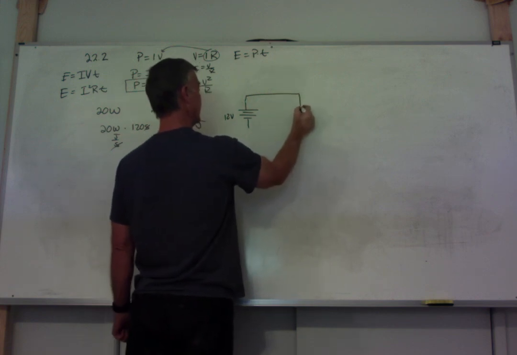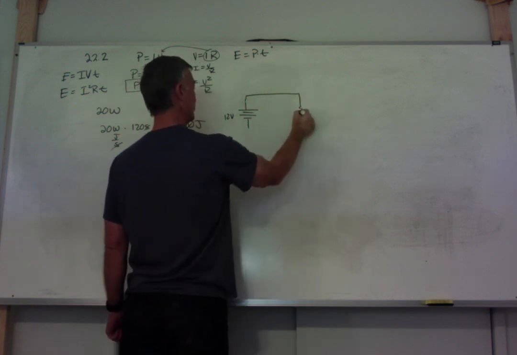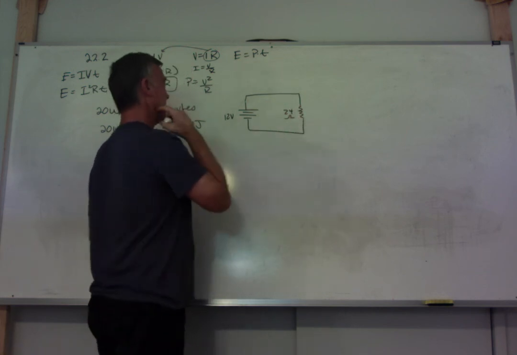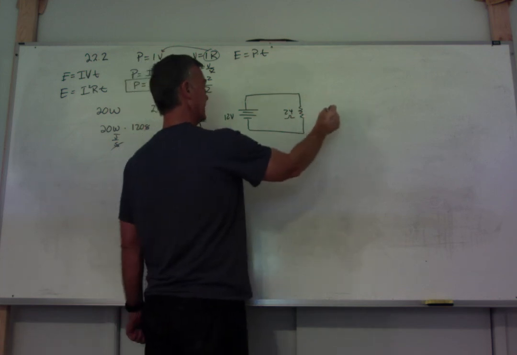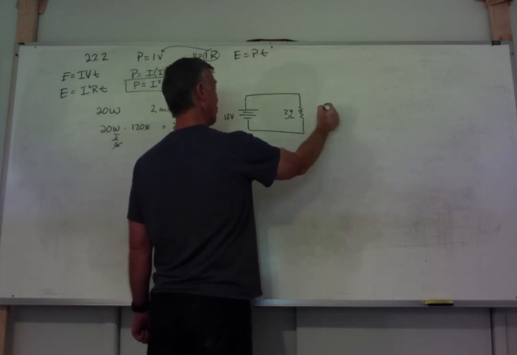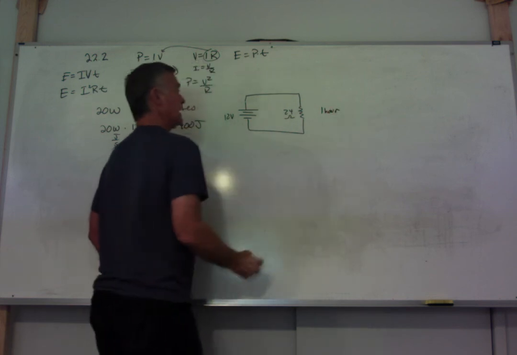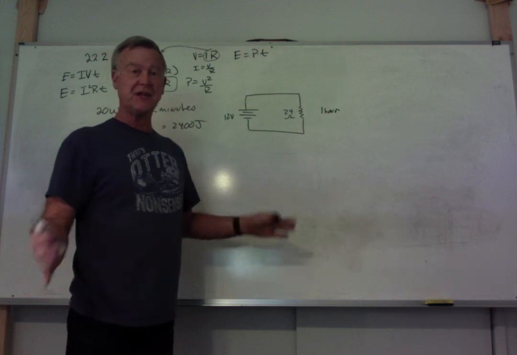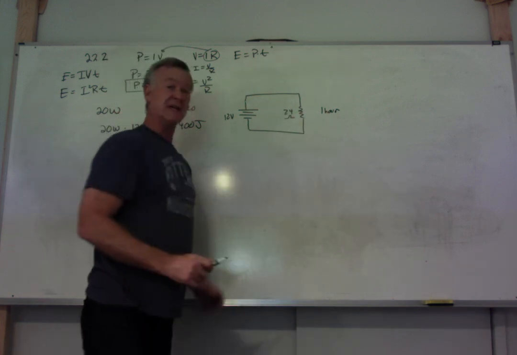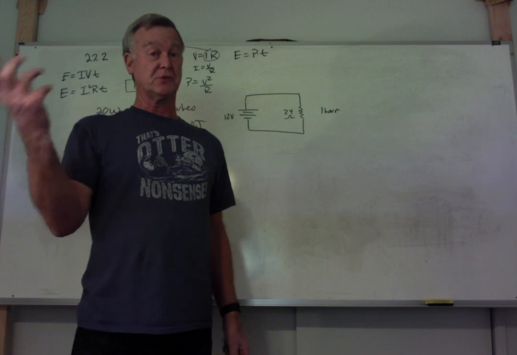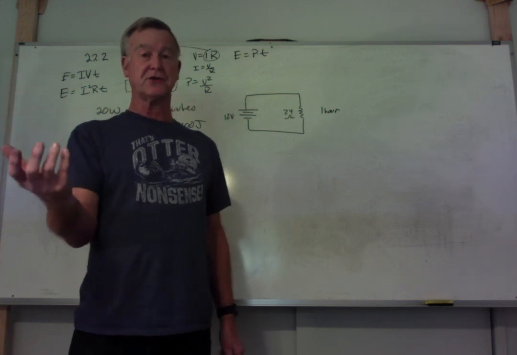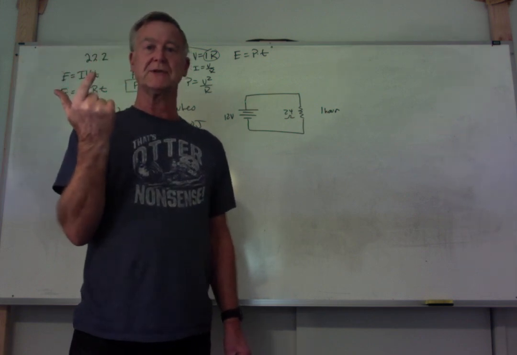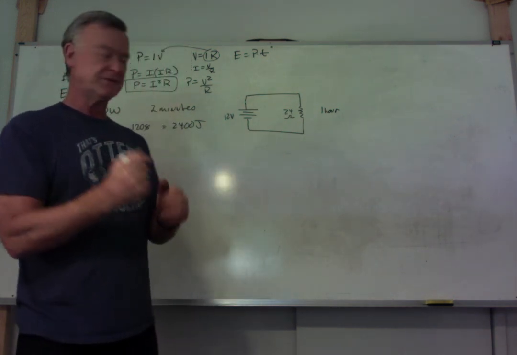If they gave me a circuit and they said I've got a 12-volt circuit and, we're going to make life easy for ourselves, a 24-ohm resistor, and this is going to run for 1 hour, how much energy is used, and for the most part, how much thermal energy, how much heat is produced, because that's really all a resistor does. A light bulb gets really hot because in the old-fashioned incandescent light bulb most of the energy is turning into heat. Just part of it is in the visible spectrum.